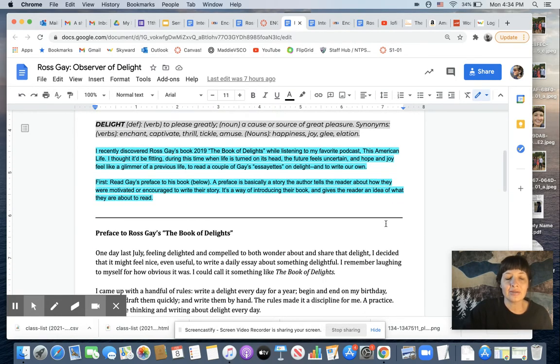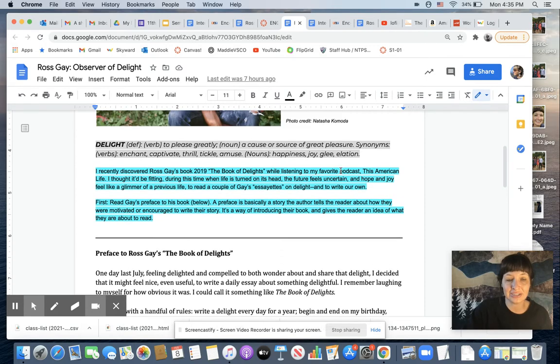Okay, so you may be like, okay, McAllister keeps saying delight. What the heck is delight? Like, I know I've heard it. I don't really know what the definition is. I got you. I got the definition right here. So delight can be used as a verb, so an action word, or a noun, a thing. And as a verb, delight means to please greatly. And as a noun, if you say something is a delight, it is a cause or source of great pleasure. So verb synonyms are enchant, captivate, thrill, tickle, amuse. Love all of those. And some nouns are happiness, joy, glee, and elation.